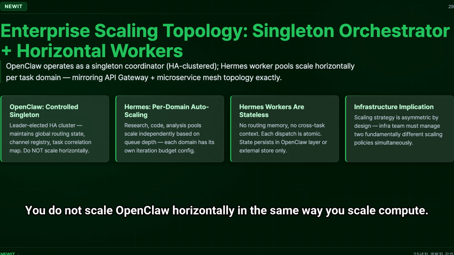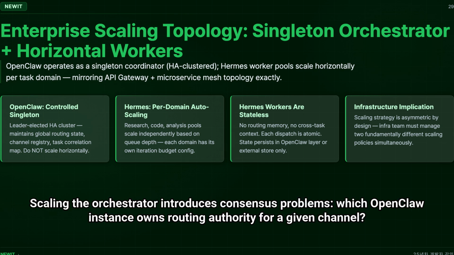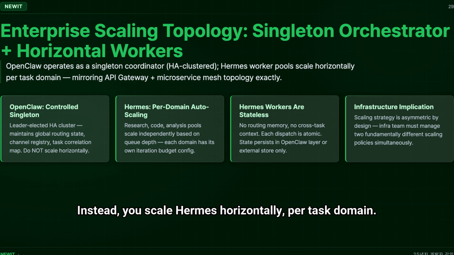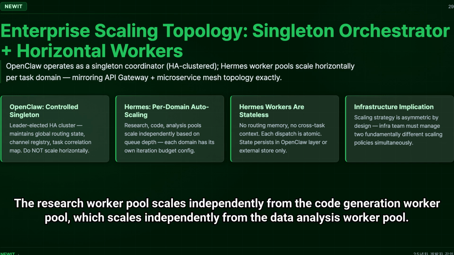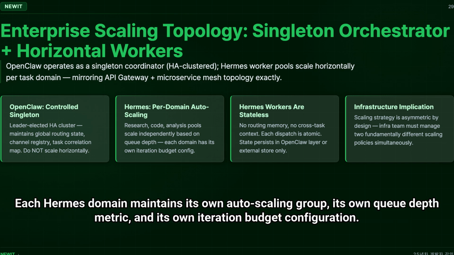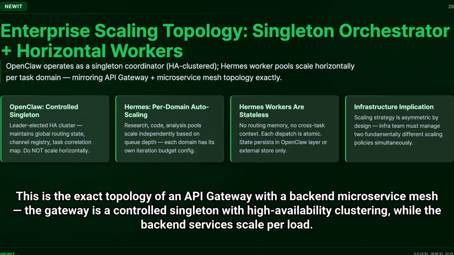You do not scale OpenClaw horizontally in the same way you scale compute. Scaling the orchestrator introduces consensus problems, which OpenClaw instance owns routing authority for a given channel. Instead, you scale Hermes horizontally per task domain. The research worker pool scales independently from the code generation worker pool, which scales independently from the data analysis worker pool. Each Hermes domain maintains its own auto-scaling group, its own queue depth metric, and its own iteration budget configuration. This is the exact topology of an API gateway with a backend microservice mesh. The gateway is a controlled singleton with high availability clustering, while the backend services scale per load.